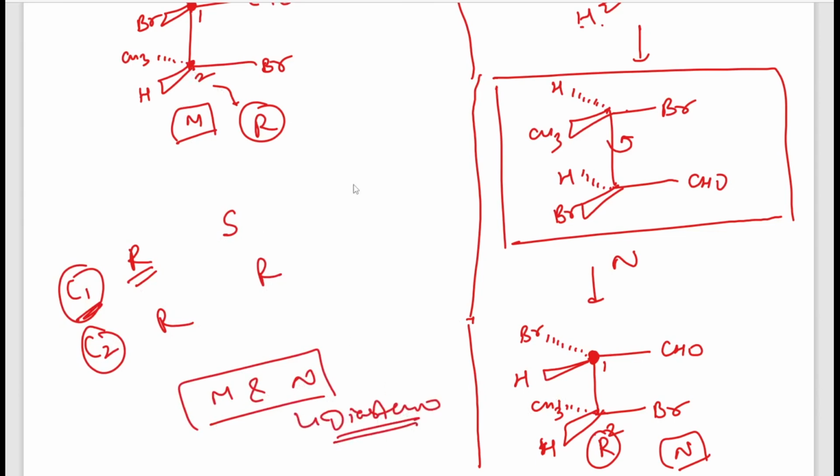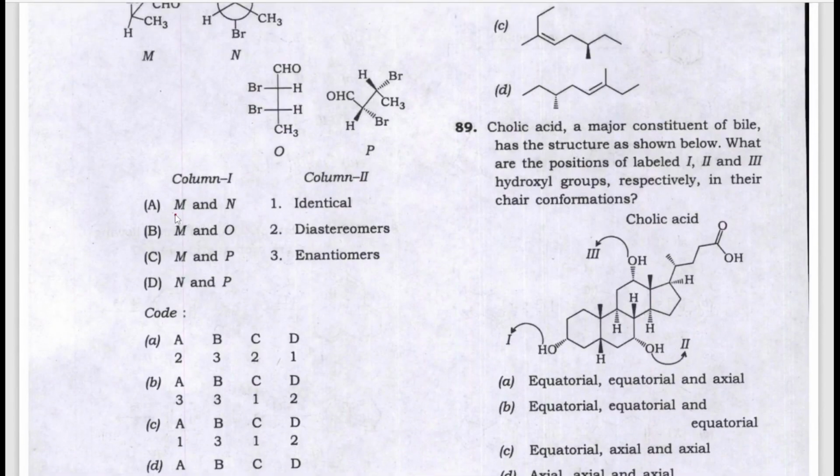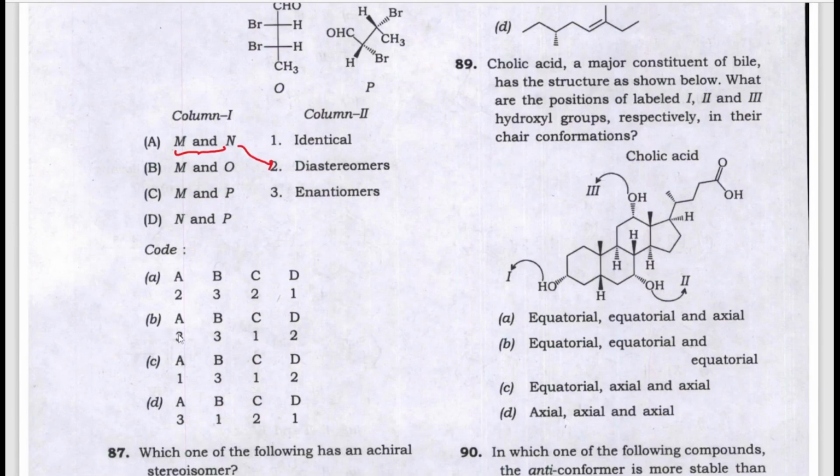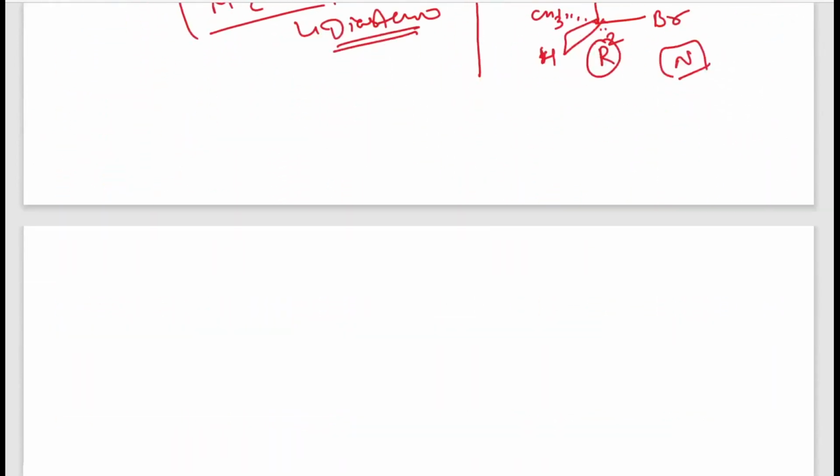One carbon is R in both cases, and in the other carbon one has R configuration and in the other case this carbon has S configuration. So ultimately both M and N are diastereomers. If we consider the options, M and N are diastereomers, so for A there is the second option. So ultimately our option A is correct, and we will also check the other options.